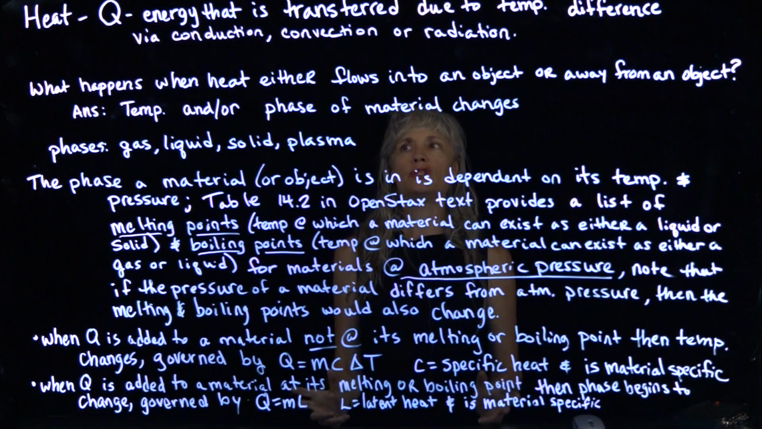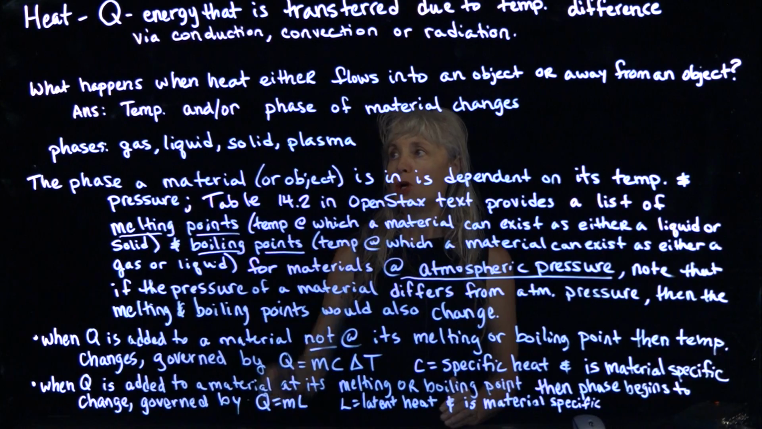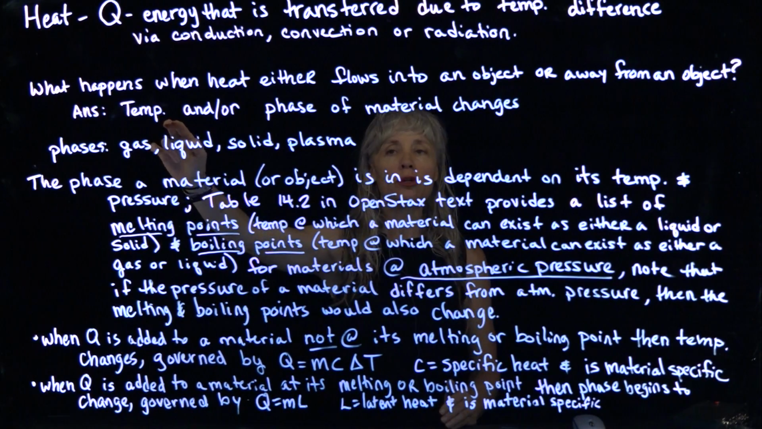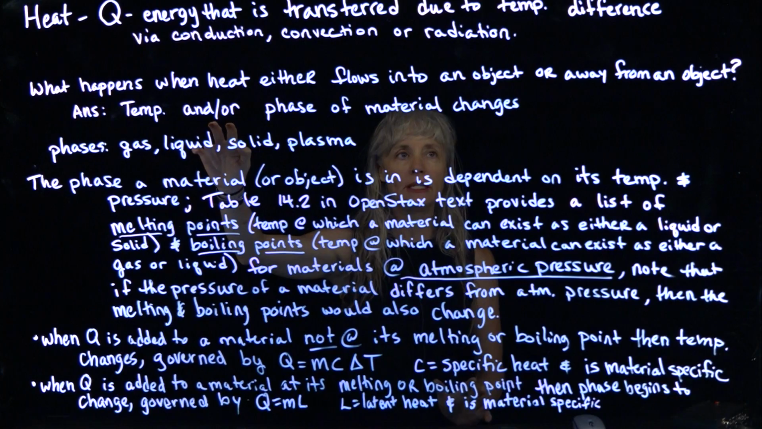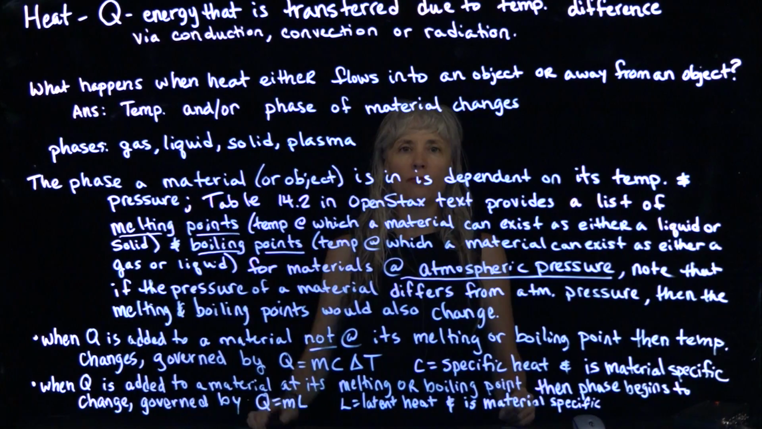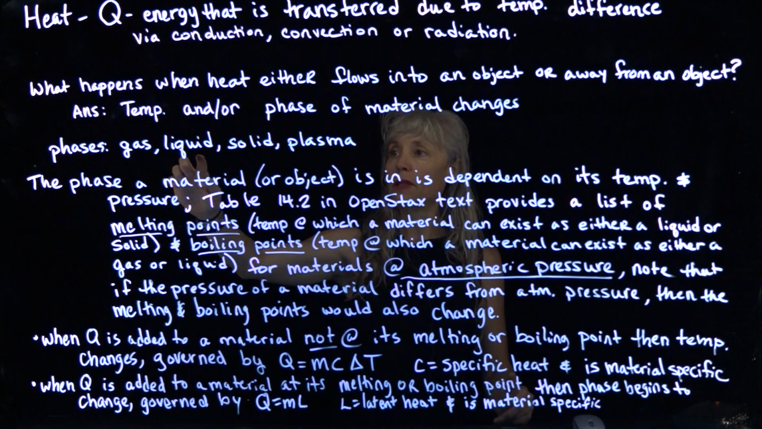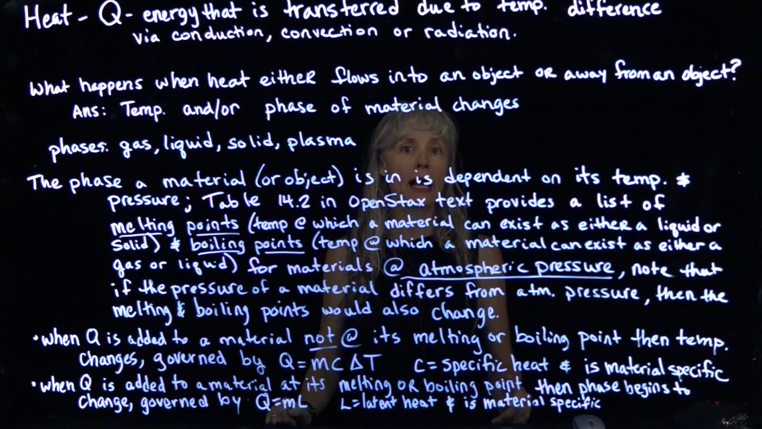So now what happens when heat either flows into an object or it flows away from an object? Well, the answer is that the temperature and or the phase of the material changes. So what is phase? Well, recall from studies back in high school that there's 4 phases or states of matter. Matter can exist in a gas form, liquid, solid, or plasma. We won't worry too much about plasma, but we will be focusing on the first 3.